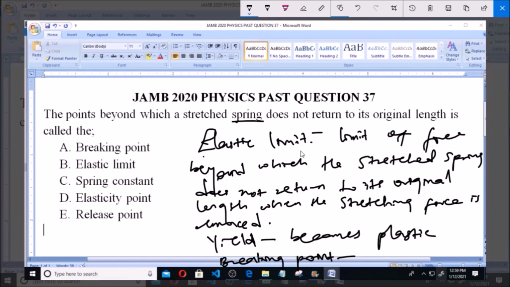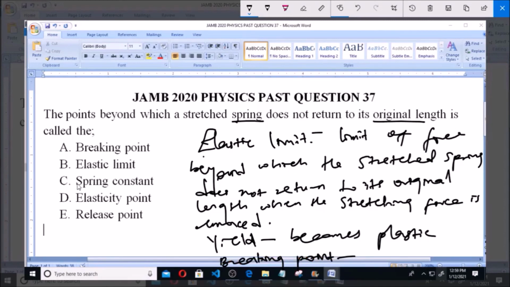So once elastic limit is exceeded, it is expected that this material does not return back to its original length. Like the spring now, once the spring is stretched above its elastic limit, it will not return back to its original length, although it will return but not to its original length anymore. Then once it gets to the yield point, it will lose all its elasticity completely and becomes plastic, and after that at the breaking point it breaks.